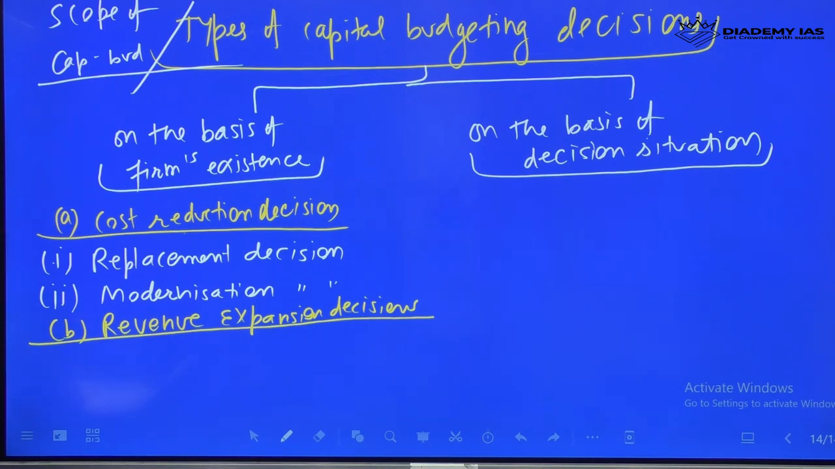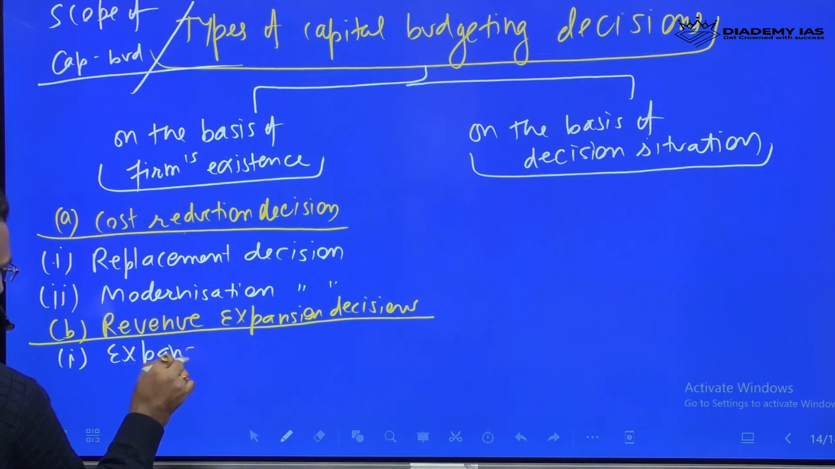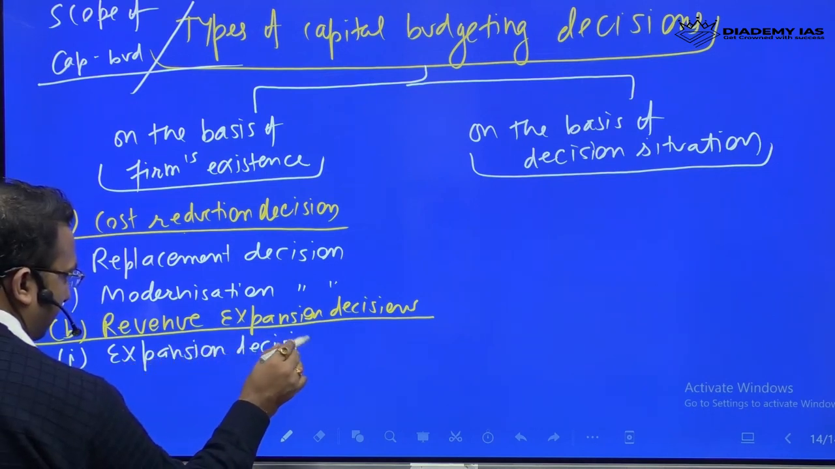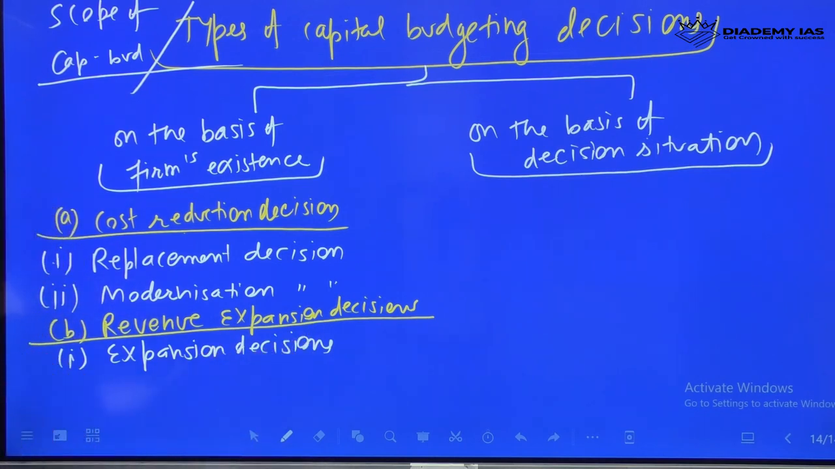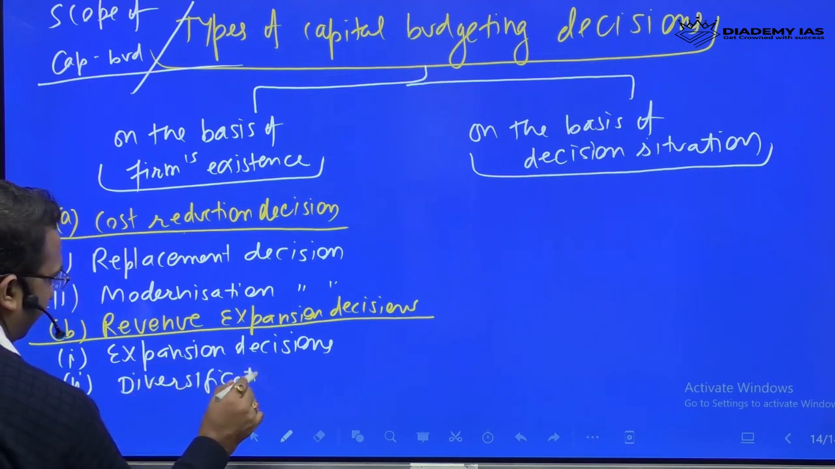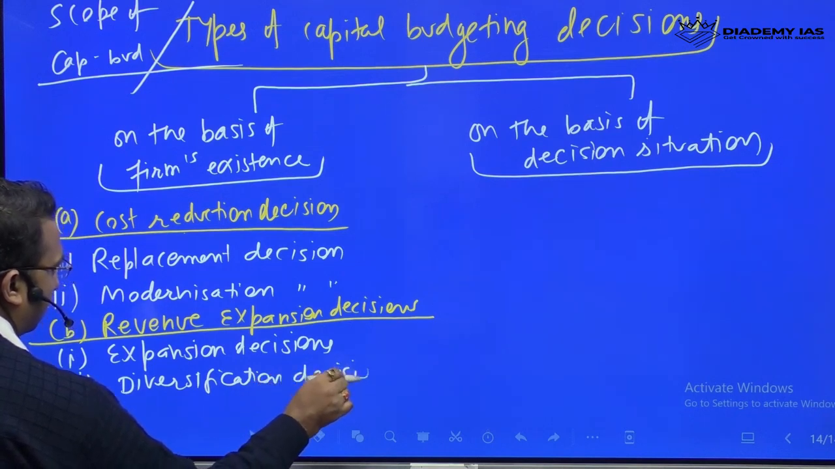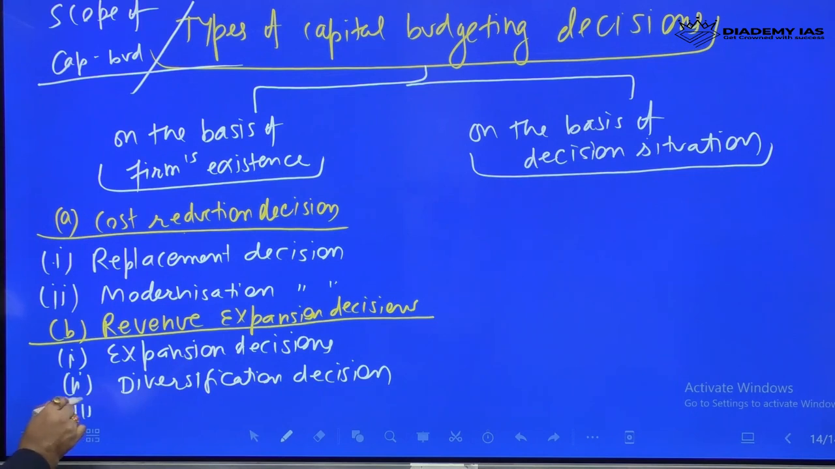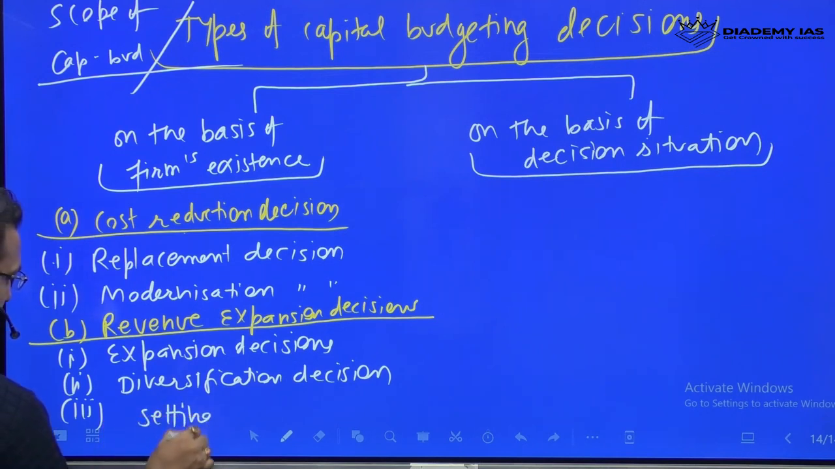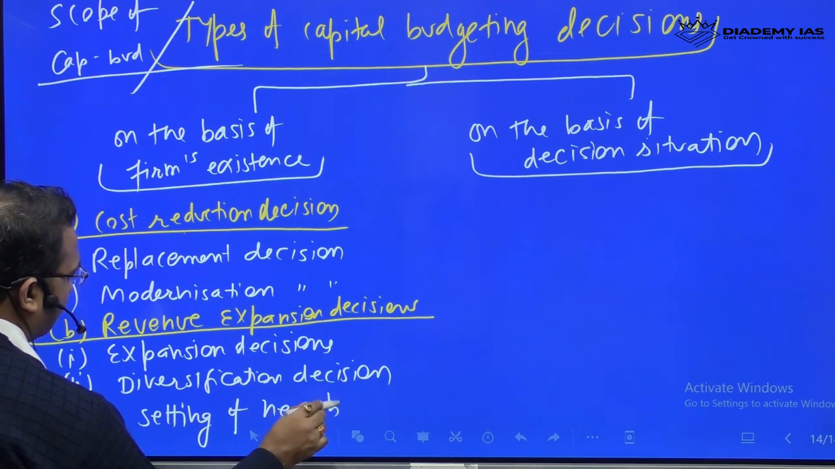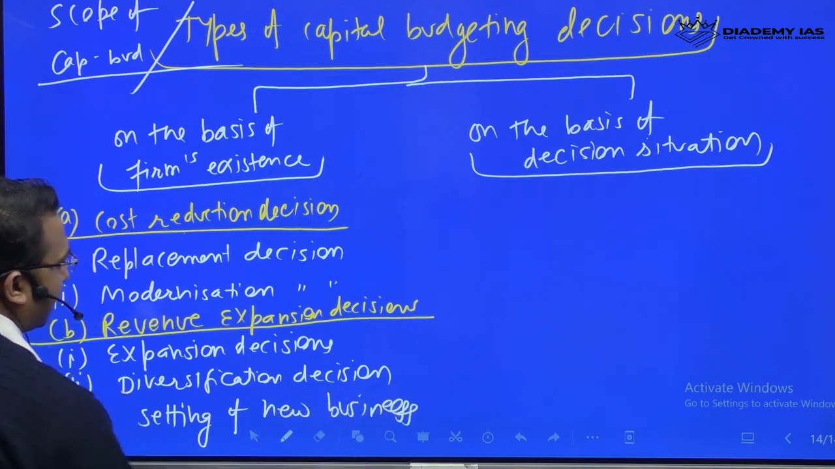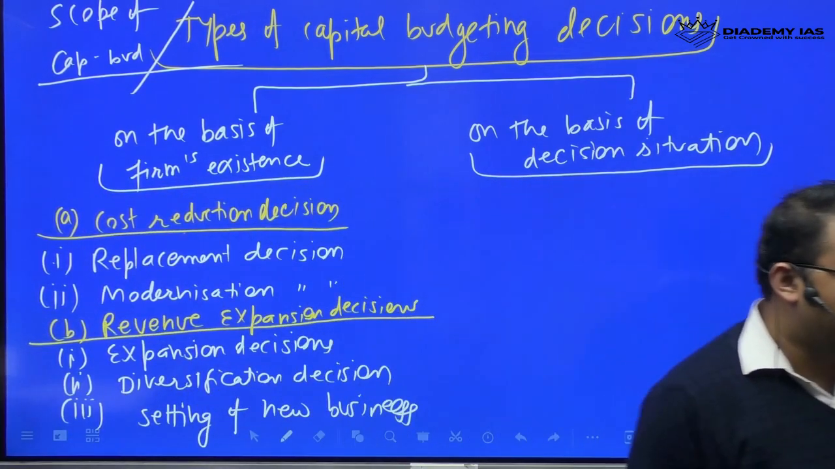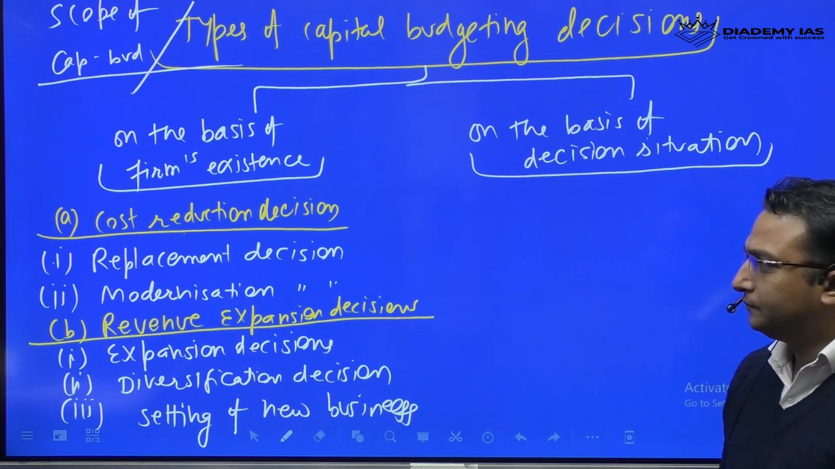So revenue expansion decision will have first expansion decisions. We are expanding the business, like opening some new plant. Or diversification decision, we are diversifying the business, like getting into a new business line. Or third can be setting up of a new business completely, like a startup company or any old company wanting to start a new business altogether.